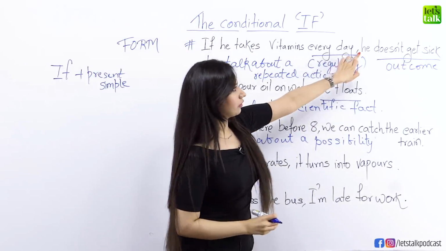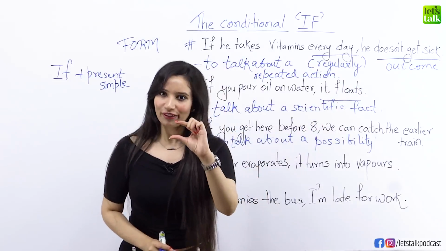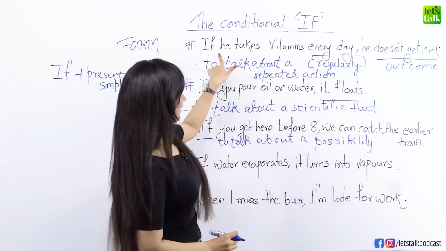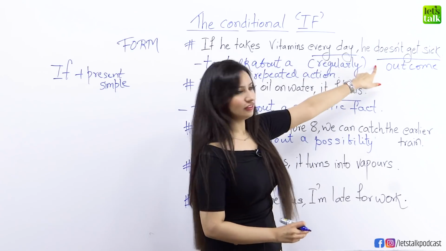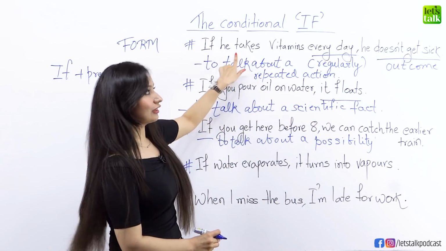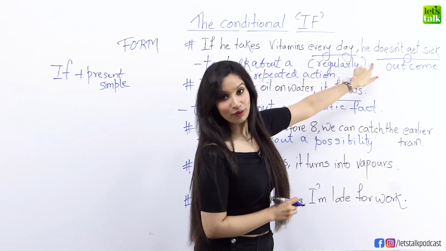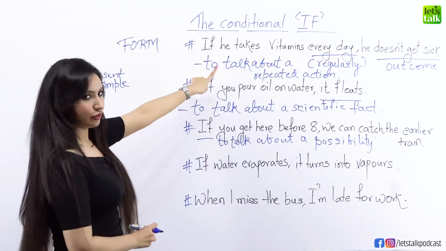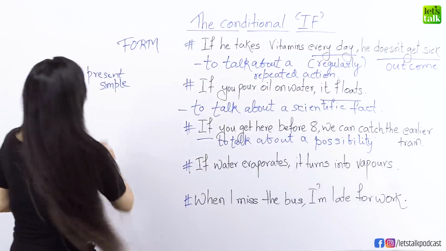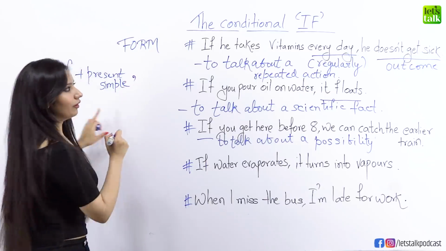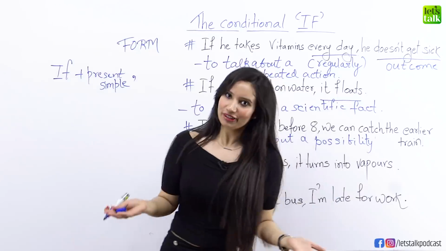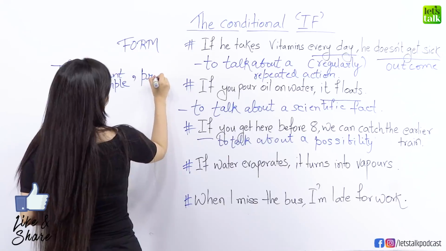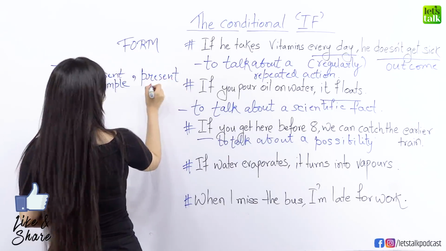And what do we have here? What's this? A little one. It's a comma. It's very important that you have a comma between. This is called an if clause and this is called a result clause. You can also call this a condition clause and you can also call this a result clause. So it's very important to have a comma between the first clause and the second clause. If plus present simple, comma. And what is this? He doesn't get sick. Present simple again. But we have no if in the second clause because it's a result clause.